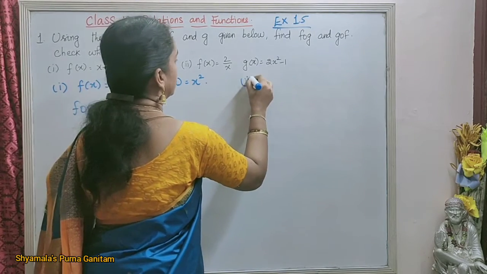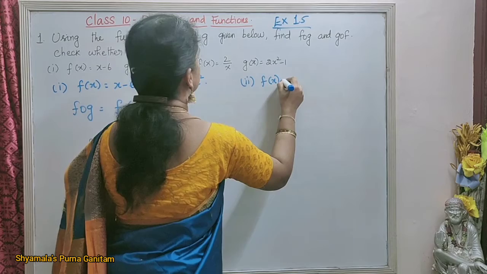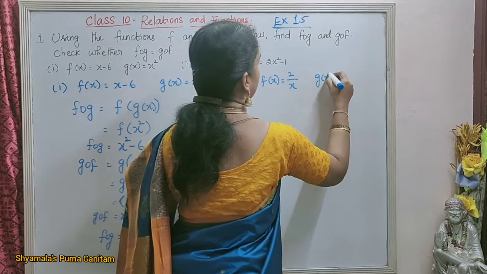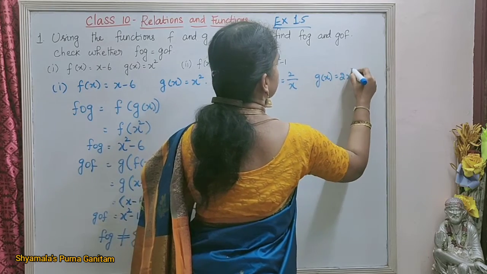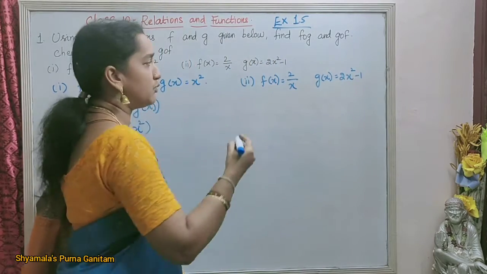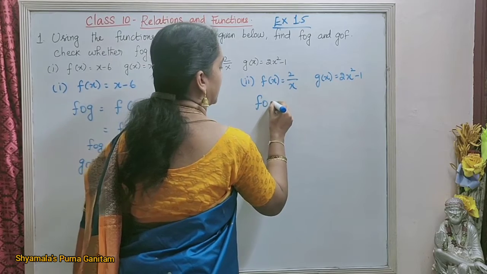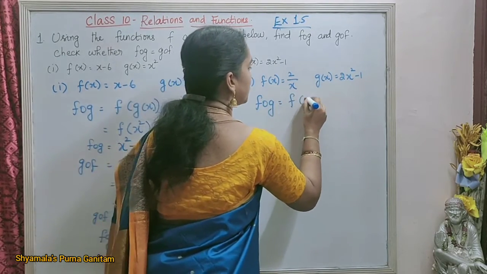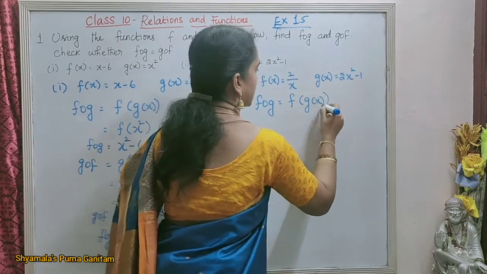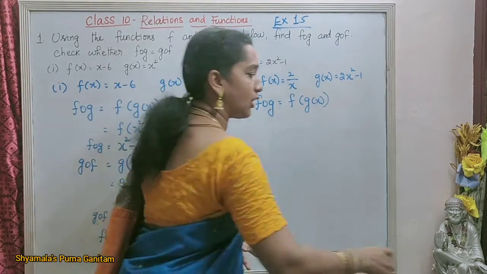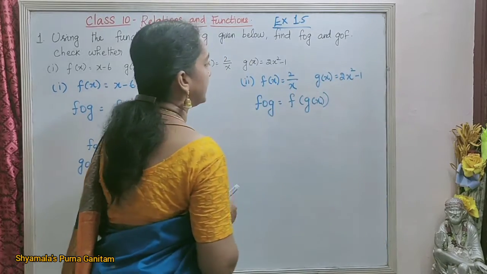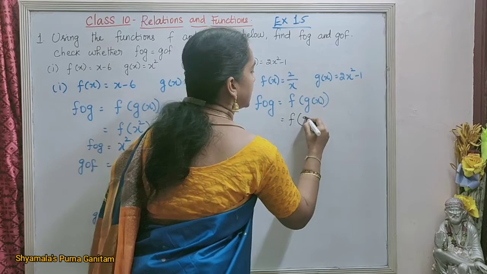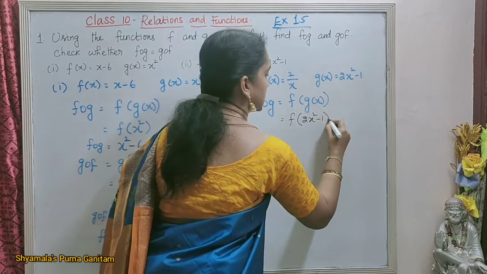Then second sum: f of x value is given as 2 by x and g of x value is given as 2x squared minus 1. So same way f of g and g of f we have to find. So f of g is f of g of x. So this is equal to f of g of x value is 2x squared minus 1.